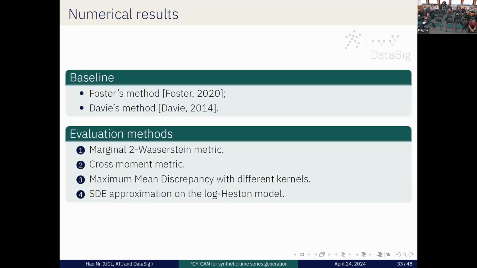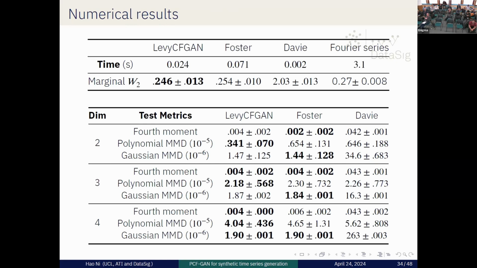We consider two baselines, the Foster method and the Davie method, which are moment methods for Levy area generation, and we also consider various evaluation measures to assess the performance of the Levy area generation. And empirically, we can show that our Levy GAN achieves very good results.